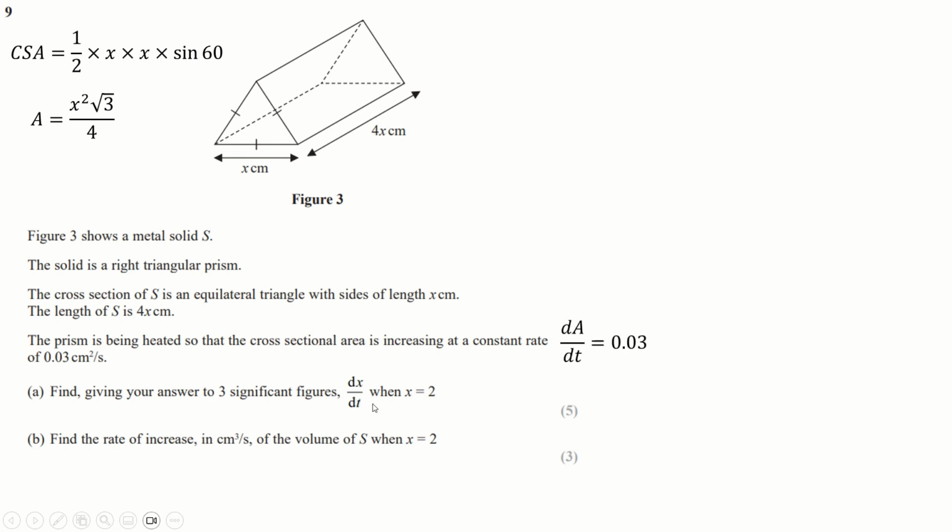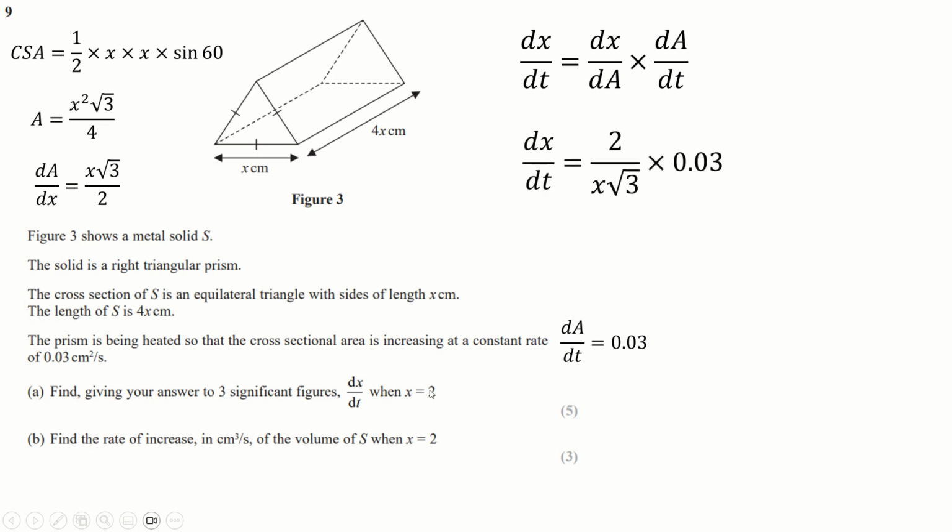dx by dt is going to be dx by dA times dA by dt, because these two things can cancel, and we'll be left with this. Now dA by dt, the rate at which the area is increasing, is 0.03. So I can say that thing needs to go in here. dA by dx is just differentiating this. Bring the 2 down, and you get 2x root 3 over 4, which is x root 3 over 2. Flip that over, and you'll get dx by dA. So therefore, dx by dt is just this flipped over times 0.03.